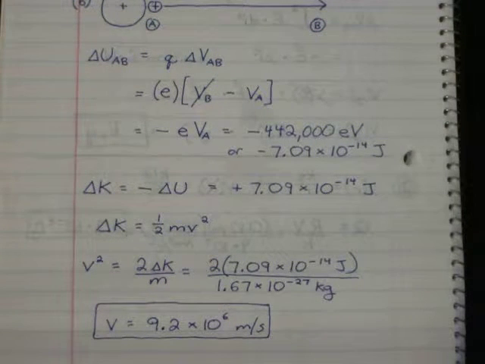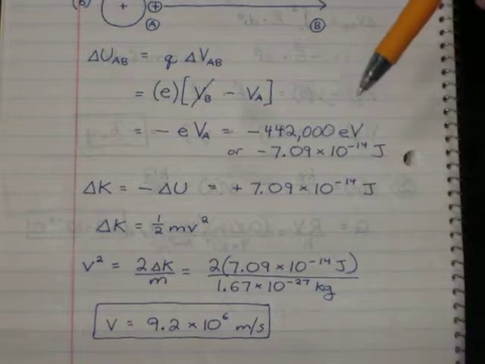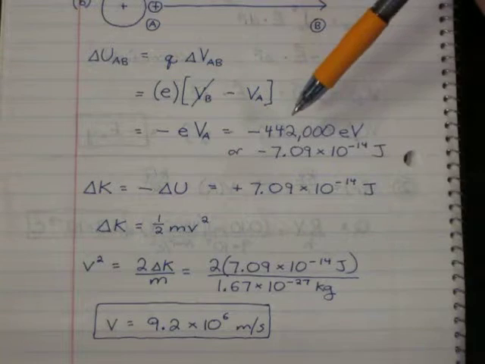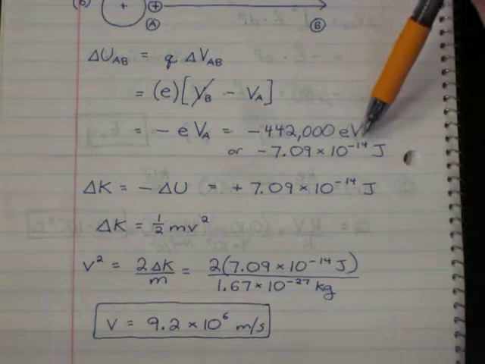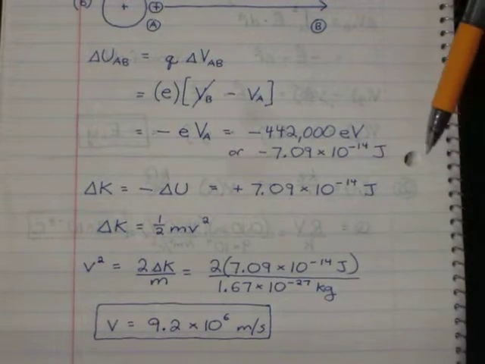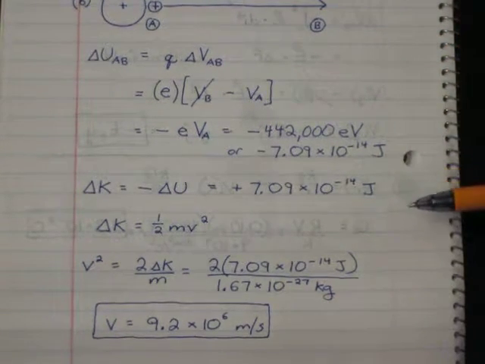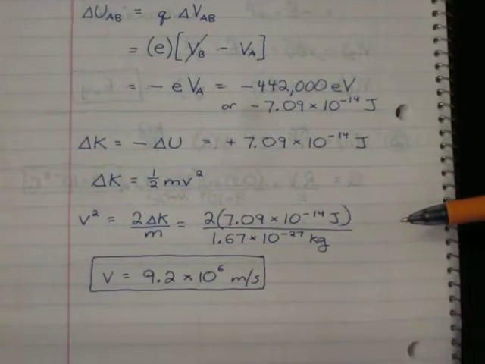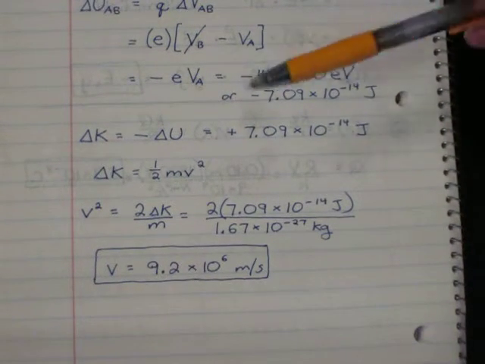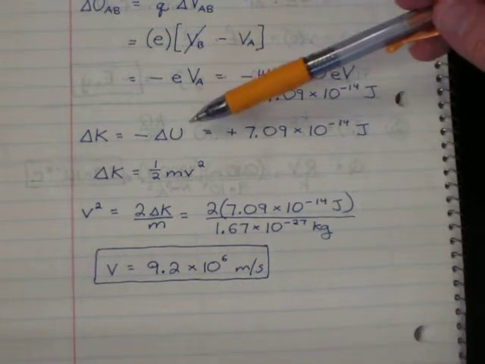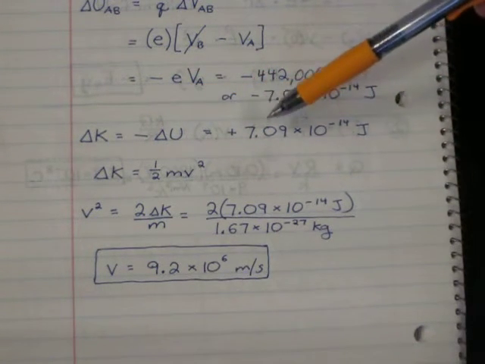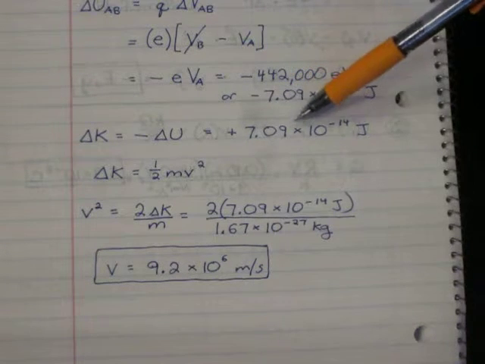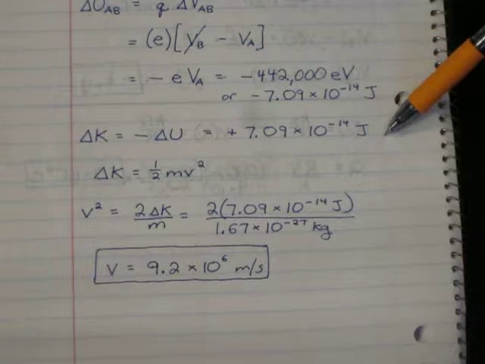And we can convert that to joules. We'll need to do that if we want the speed. So its change in potential energy as it gets to a distance very far away is negative 7.09 times 10 to the negative 14 joules. If we want its speed, we want to solve for kinetic energy. So change in kinetic energy is the opposite of change in potential energy. That's basic conservation of energy right there. So change in kinetic energy is plus 7.09 times 10 to the negative 14 joules.